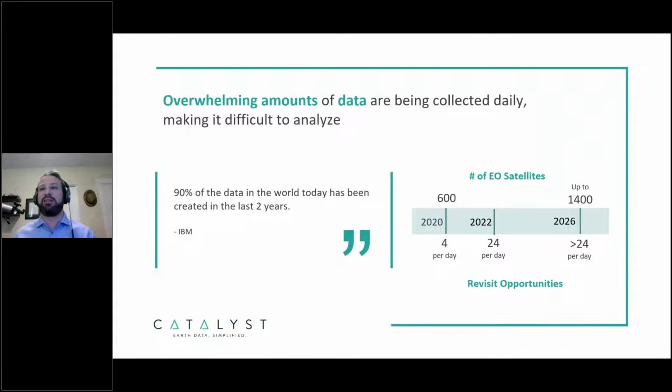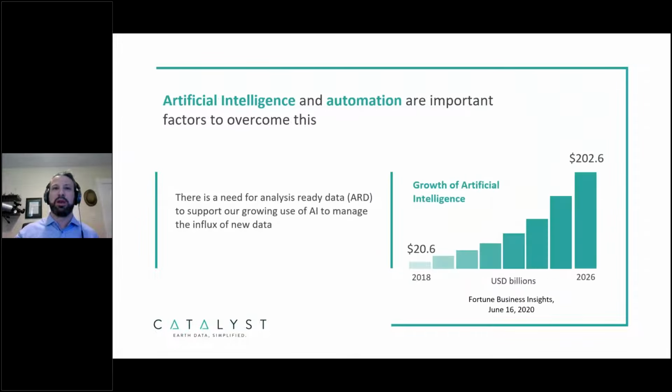So we need to have these pipelines and these processes established and automated so we can support this. Now, another interesting fact is artificial intelligence and automation are going to be absolutely essential to overcome this challenge of the amount of data that we're getting in.